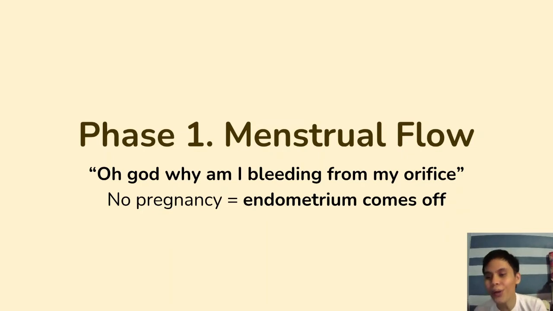It's basically, oh God, why am I bleeding from my orifice? So girls, yes, girls bleed from their vagina on a sort of monthly basis. Again, usually 28 days. Sometimes it's shorter, sometimes it's longer. And this menstrual flow does not finish in one day. No, sir. It can last up to a week, maybe even more. And it varies in terms of the amount of blood flow and the amount of pain that they suffer.